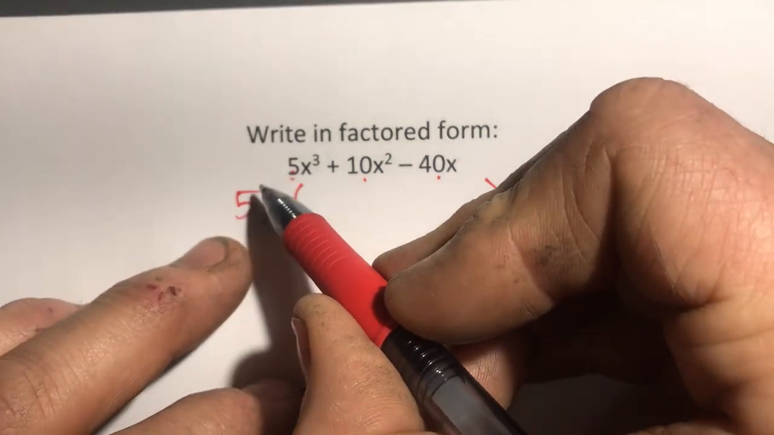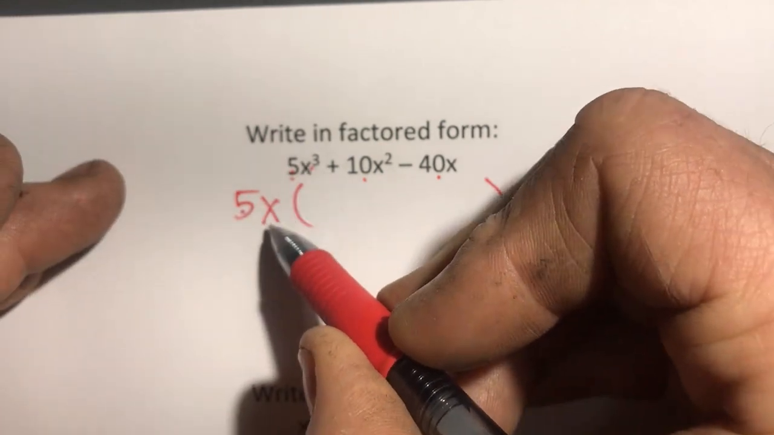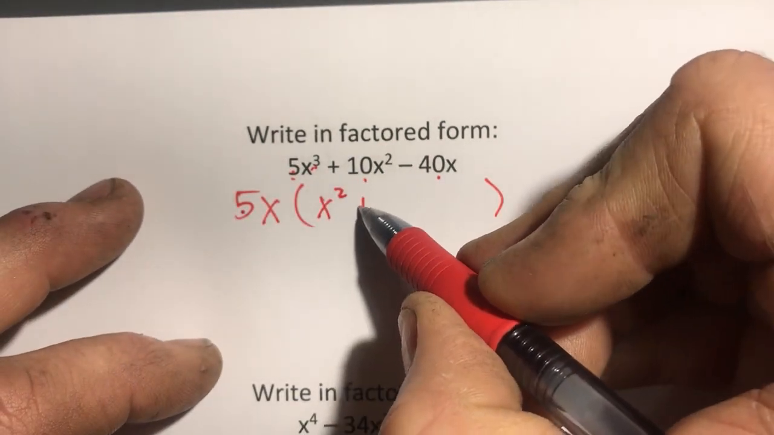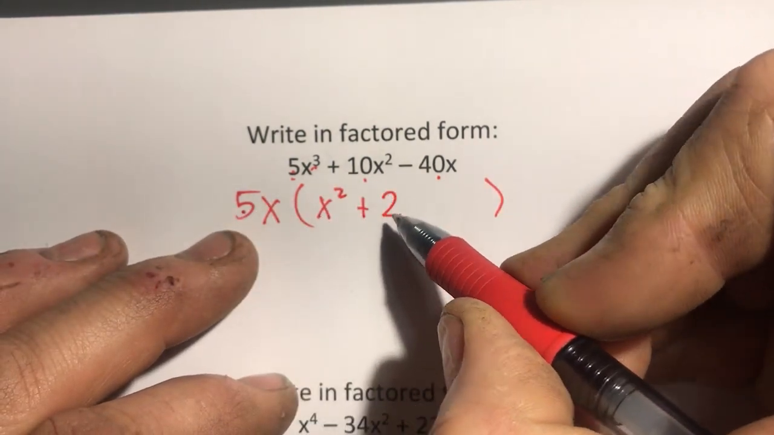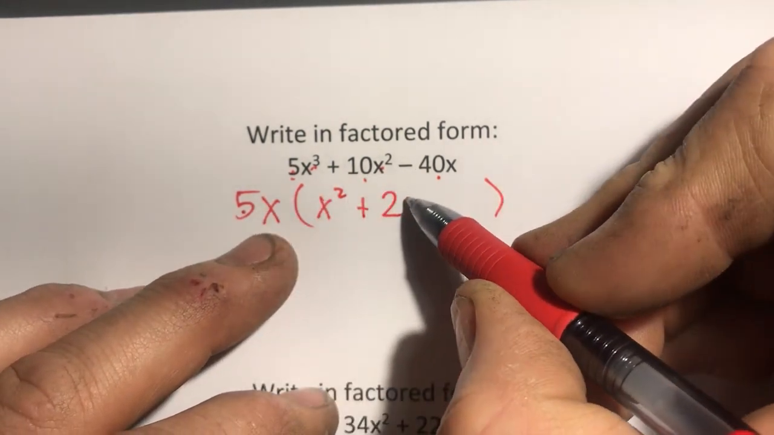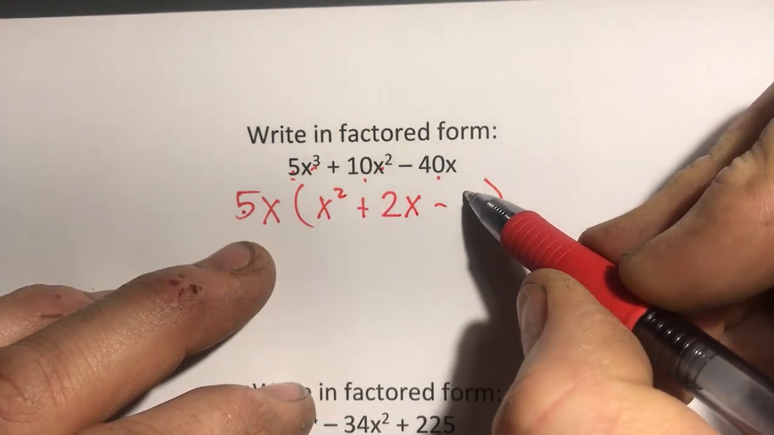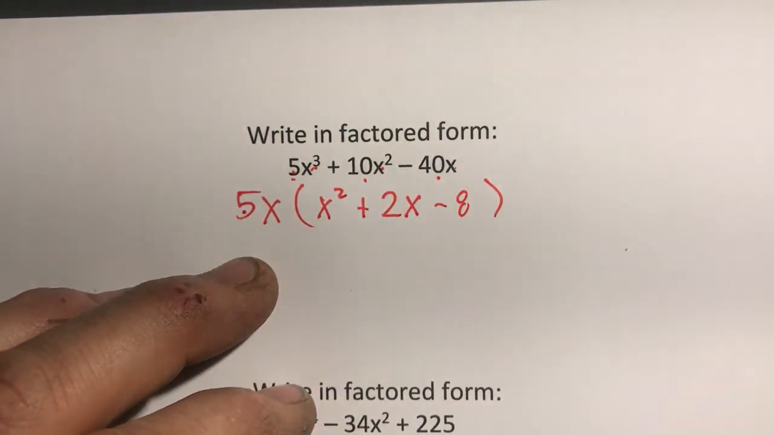So I divide this. 5 divided by 5 would be 1, and then that'd be x squared. x cubed, take 1, that'd be x squared. Plus 10 divided by 5 is 2. I've got x squared. I'm dividing out an x, so that makes x. And negative 40 divided by 5 is negative 8, and I got the x factoring out.